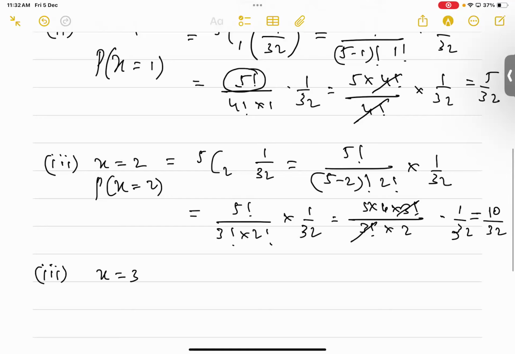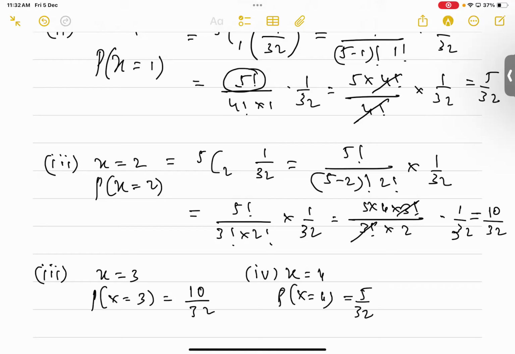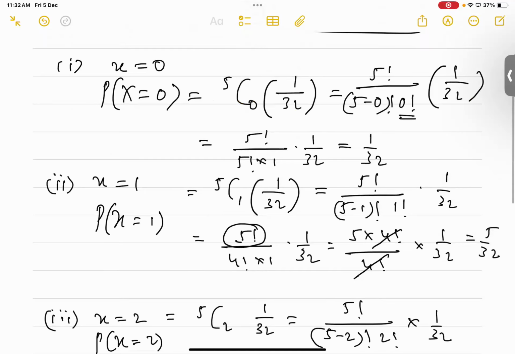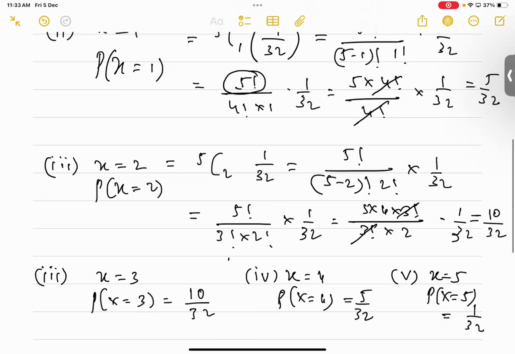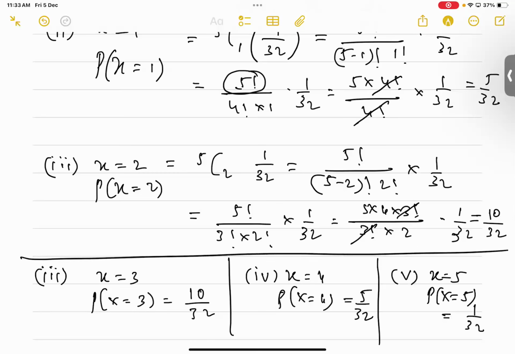When x is equal to 3, P of x is equal to 3, I'll just give you the answer directly. When x is equal to 4, P of x is equal to 4 is again 5 by 32. This is by calculation. I've taught you how to calculate this. And when x is equal to 5, you have to go up to 5. So P of x is equal to 5 is equal to 1 upon 32. So this is by calculation. I have just directly given you the answers.